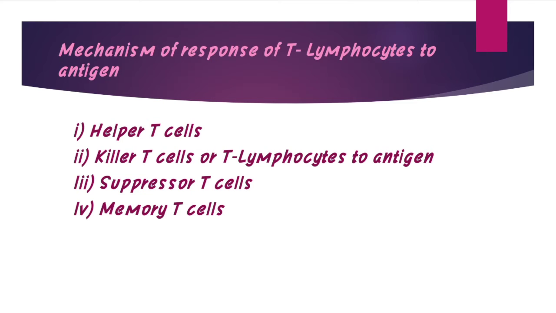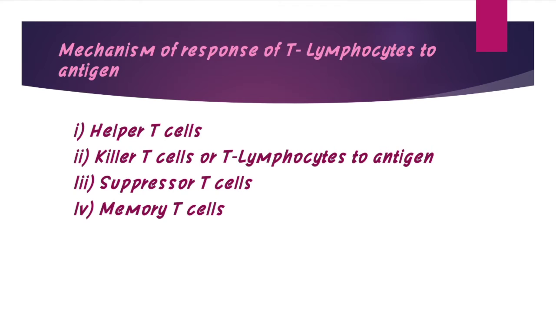Then the second type of T lymphocyte, that is killer T cells or cytotoxic T cells. They directly attack and destroy invading microbes, infected body cells, and cancer cells. Killer T cells bind to infected cells and secrete perforins. Then perforins form a hole in infected cells. It also releases substances that kill the cells, hence the name cytotoxic T cells.